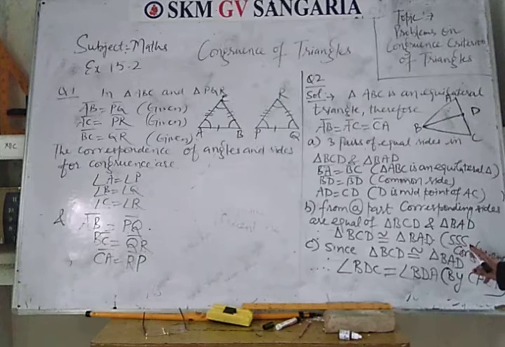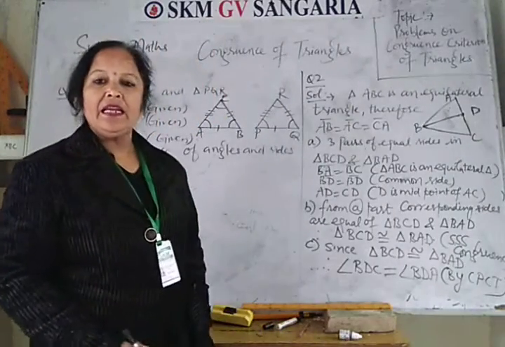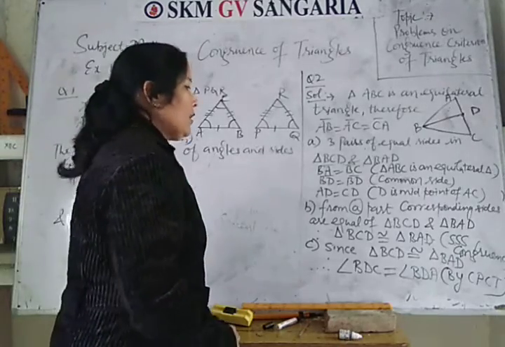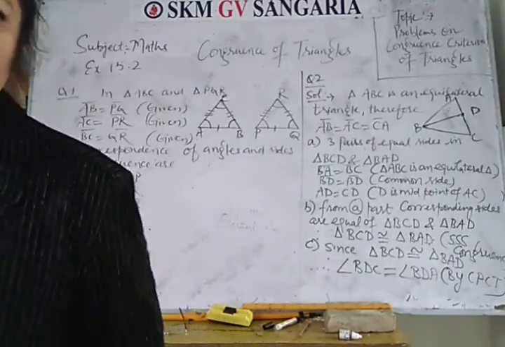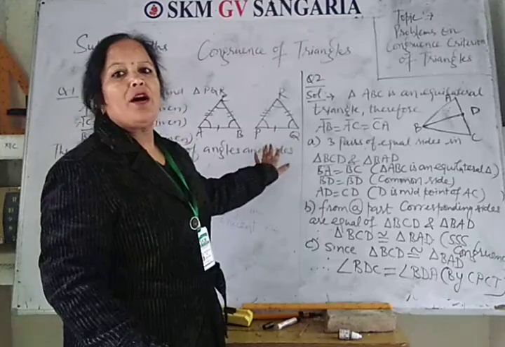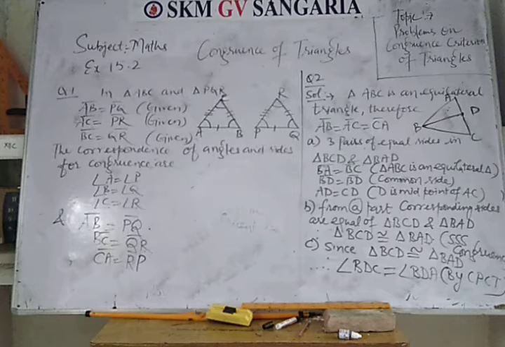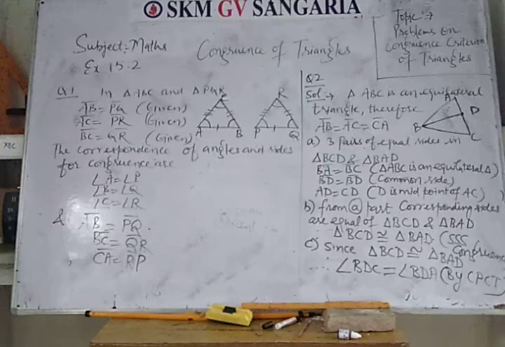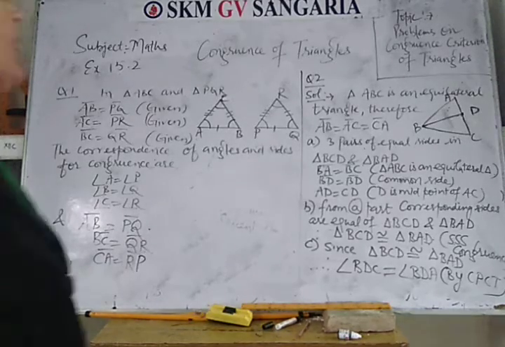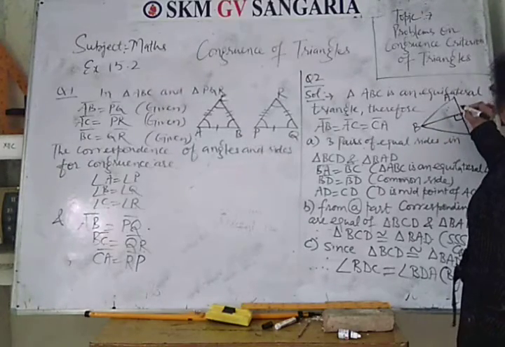So by SSS congruence criteria, triangles BCD and BAD are congruent. Then comes part C. In part C, you will draw the triangles with the help of pencil and scale. The figures you will draw with pencils. Then part C: is angle BDC equal to angle BDA?